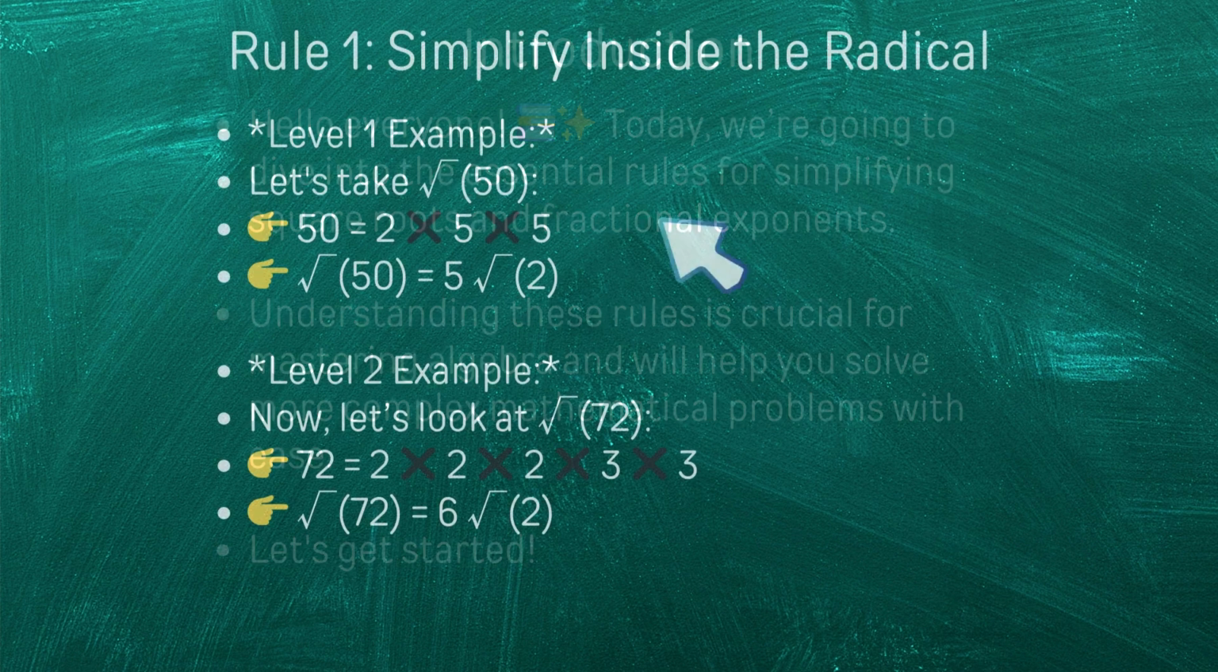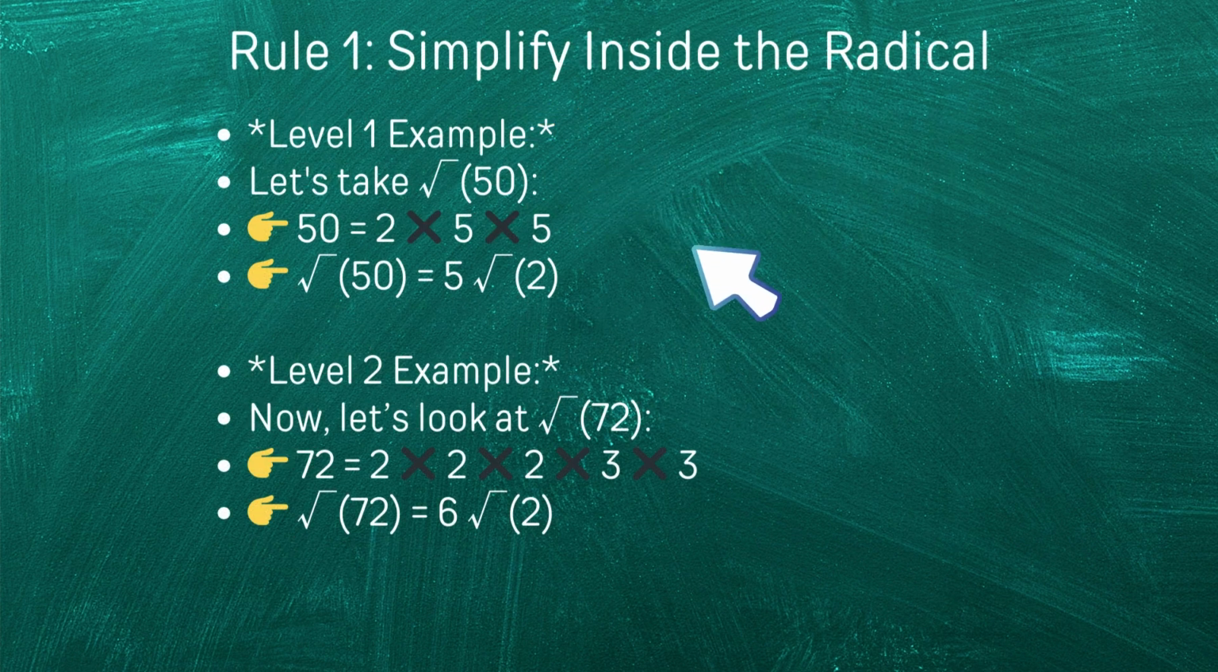Let's get started. First, let's look at simplifying inside the radical. For level 1, take the square root of 50. Break down 50 into its prime factors. 50 equals 2 times 5 times 5. We can take the pair of 5s out of the square root, resulting in 5 times the square root of 2.